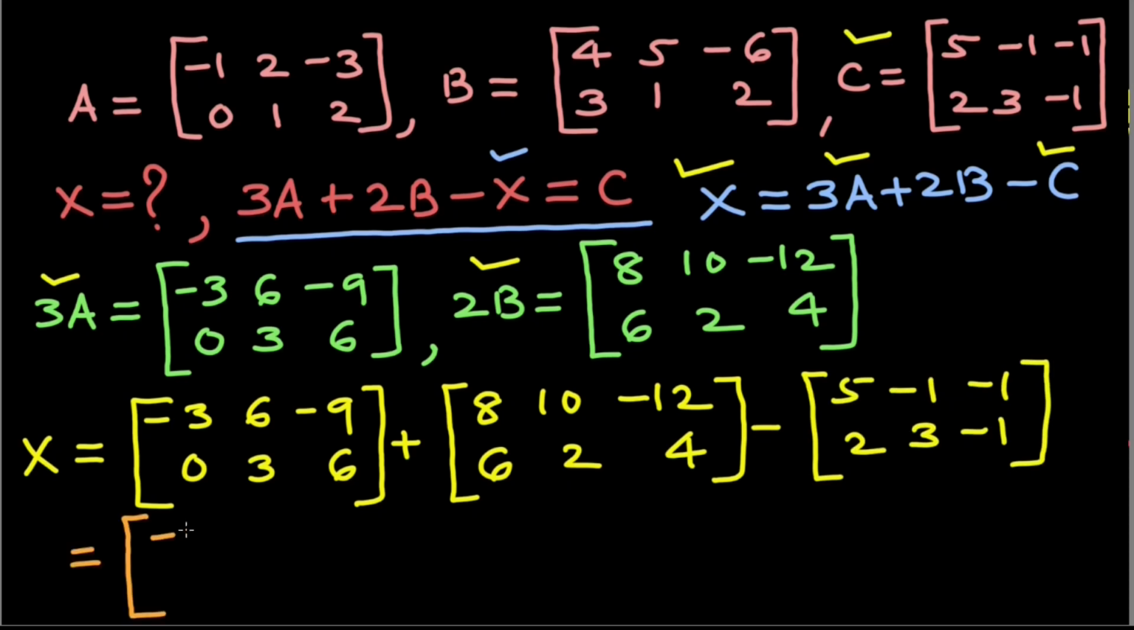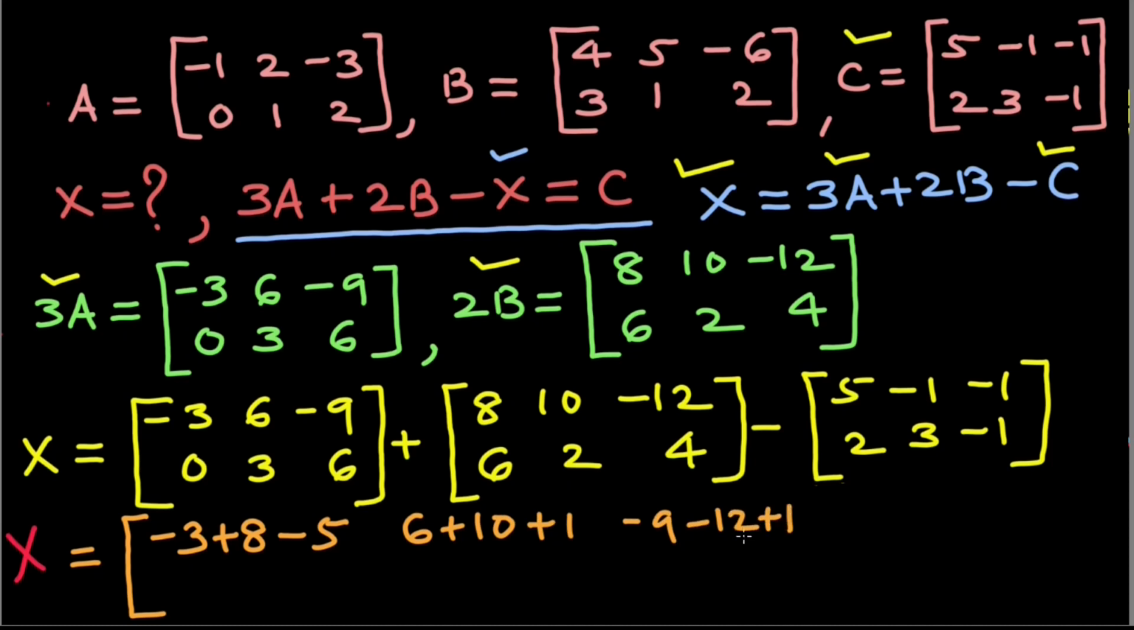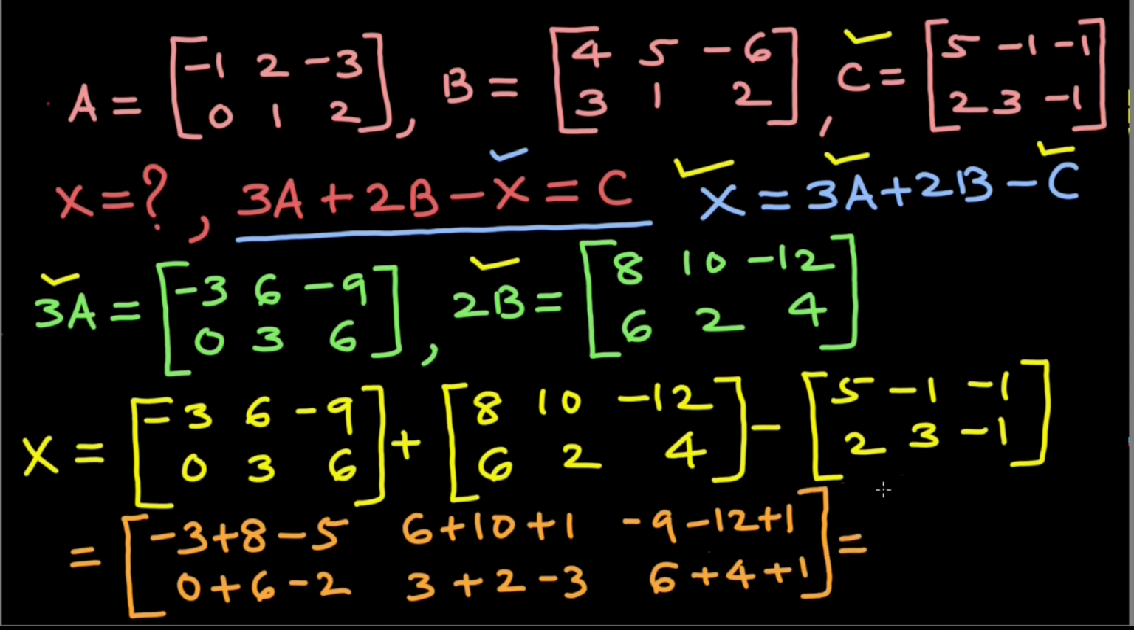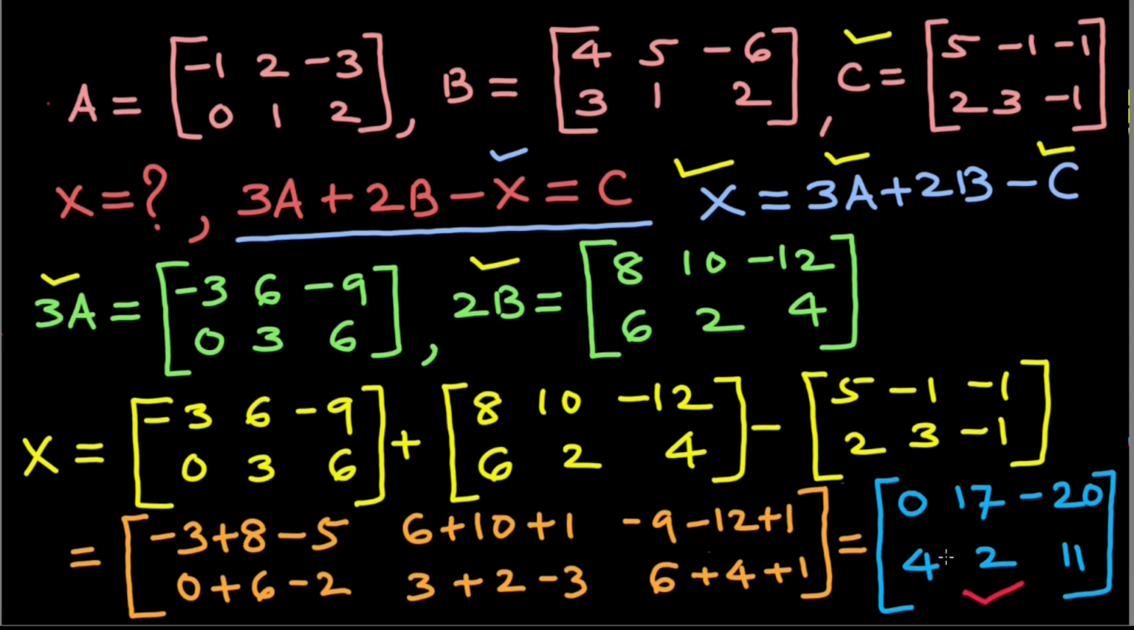It will be minus 3 plus 8 minus 5, then 6 plus 10 plus 1, minus 9 minus 12 plus 1, 0 plus 6 minus 2, 3 plus 2 minus 3, 6 plus 4 plus 1. It will be 0, 17, minus 20, 4, 2, 11. So this is the matrix X.